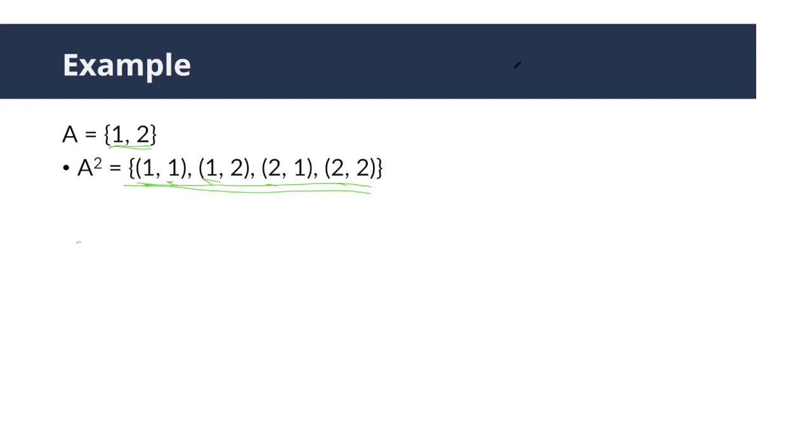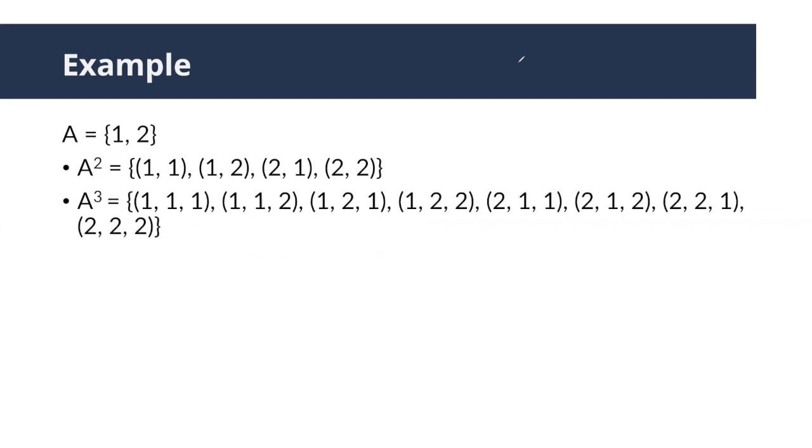As a practice, you can try to write down A³. Remember, in A³, each element is a 3-tuple, where the first value could be any of the two values, the second value could also be any of the two values, and the third value can also be any of the two values. And therefore, there are 8 elements, or 8 3-tuples, in this set. Here is A³.